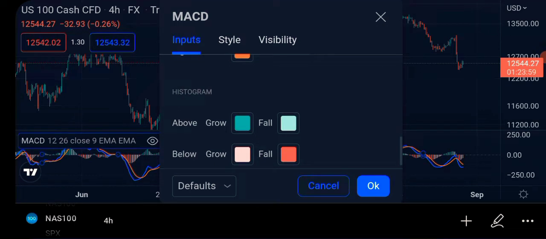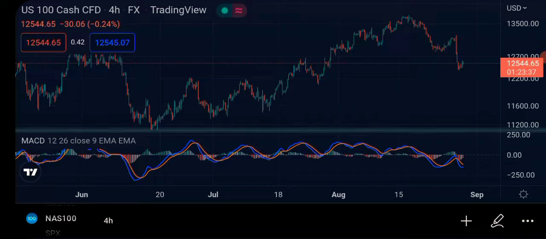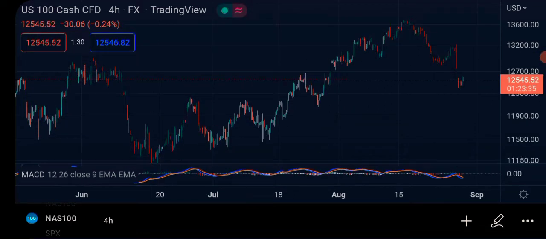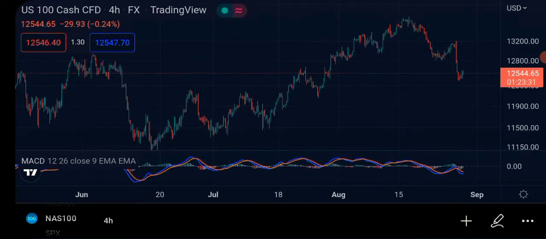Now the histogram also, I suggest you leave everything the way it is, because the representations alone are quite clear and quite straightforward. So I would suggest you leave it the way it is. Press OK.